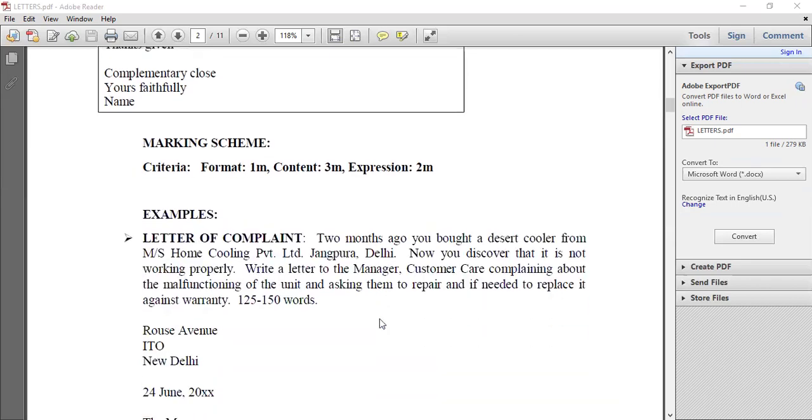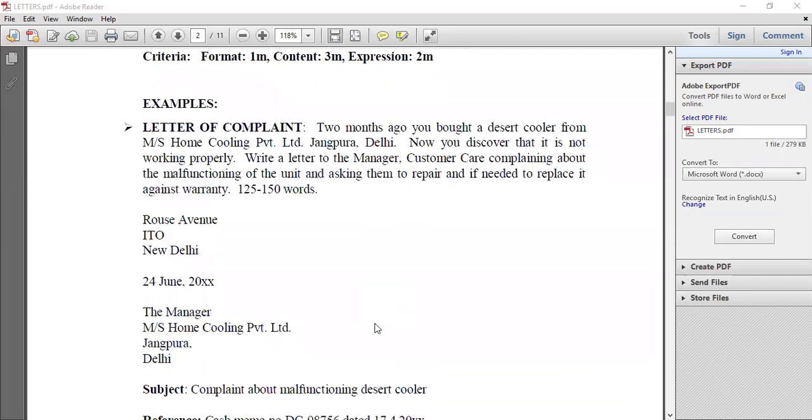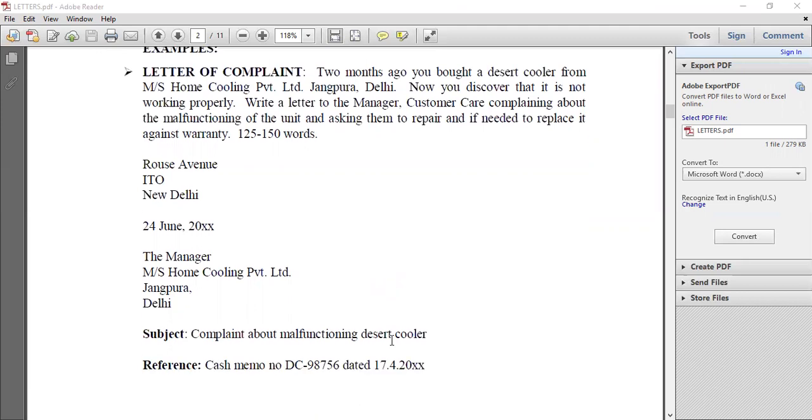First one, in business or official letters. First letter, I just want to share with you a letter of complaint. So the letter of complaint, I can read and explain. You can also get an idea whenever I'm reading that. If you wish, you can also read the question and answers.